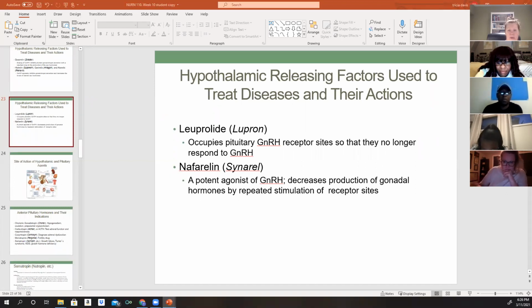All right, so these are the hypothalamic releasing factors that are used to treat diseases, and their actions. So we have Lupron, which occupies the pituitary GnRH, that gonadotropin releasing hormone receptor sites, so that they no longer respond to the GnRH. Then we have nafarelin or Synarel, which is a potent agonist of the GnRH, and this works to decrease the production of the gonadotropins by repeated stimulation of those receptor sites.